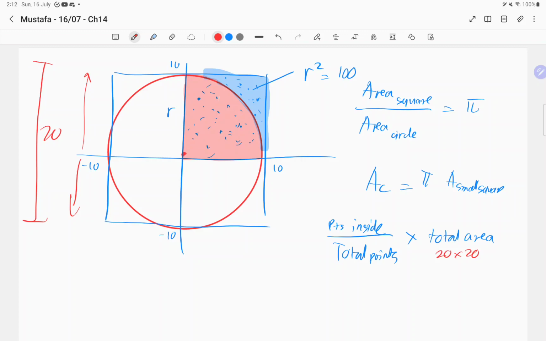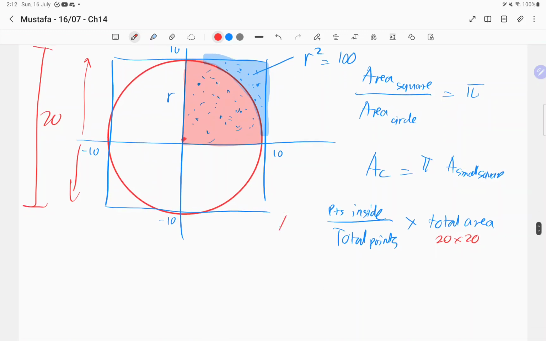So the area of a circle will be equal to the ratio of the number of points inside the circle over the total points, times the total area. Again, this is an estimated value for pi. It's an estimated value only, not the exact value of pi. There are many ways of calculating it.